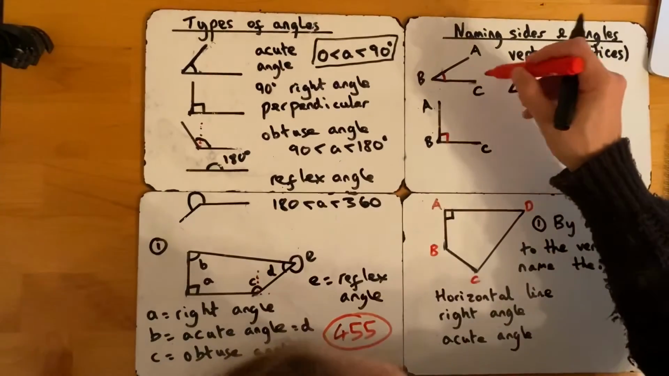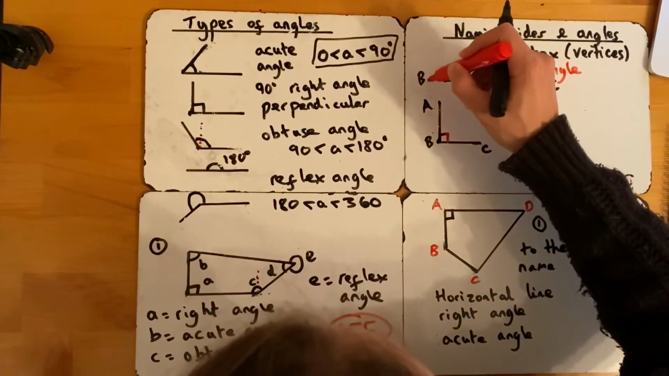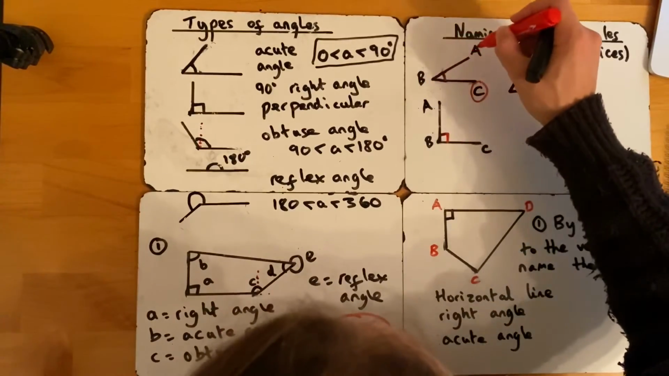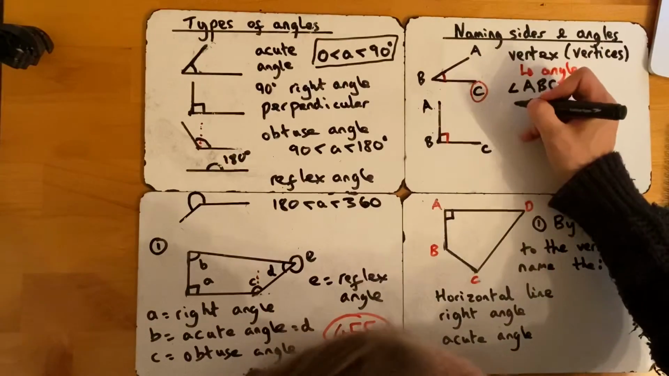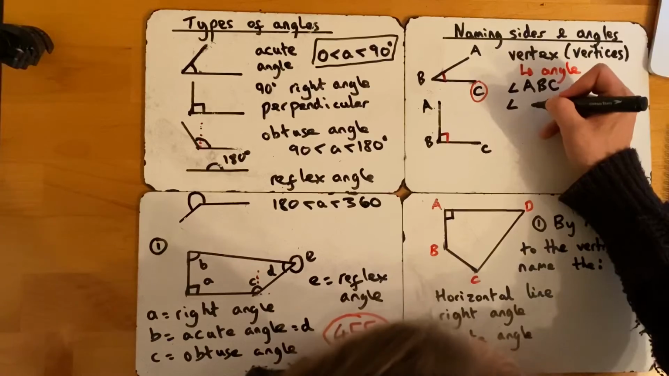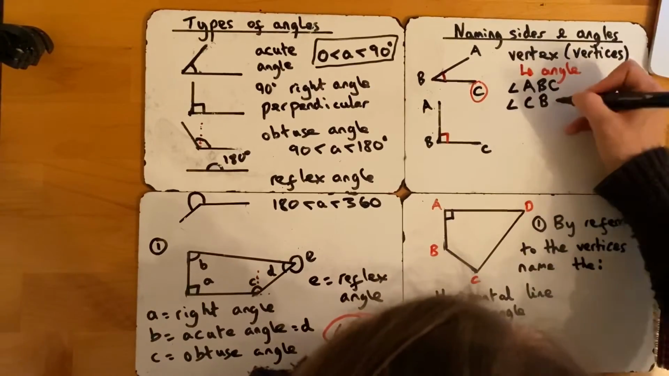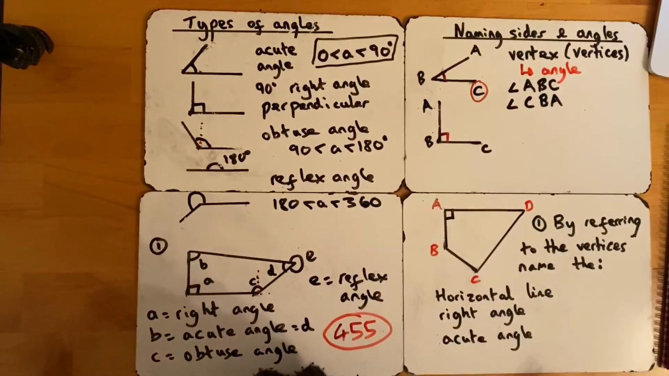Well, the other way you can name it, which would be the same thing, is it goes from C to B and then back to A. So this would also be correct. Put a little angle symbol, and you're going from C to B to A. So that's two ways of naming the vertex.